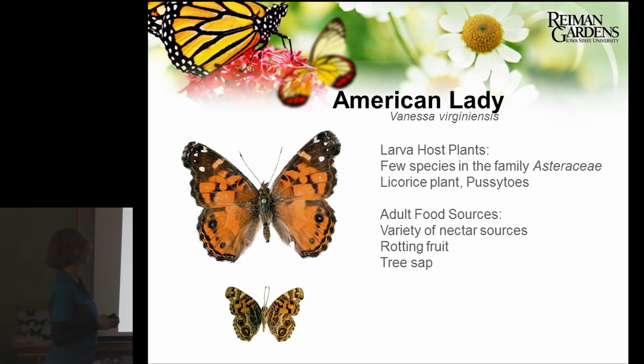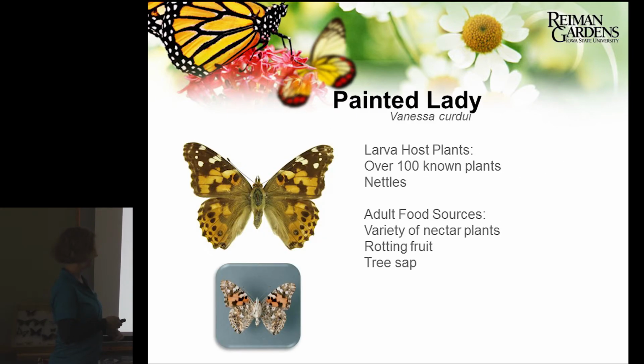The adults, orange on the inside. They have these little eye spots down here on the hind wings. And then on the underside of the wings, to distinguish them between the painted lady, the American lady has 2 large eye spots on the hind wing. And then when you go to the painted lady, you can see the difference here. There's 4 eye spots on the hind wing of the painted lady, as opposed to 2 on the American lady.